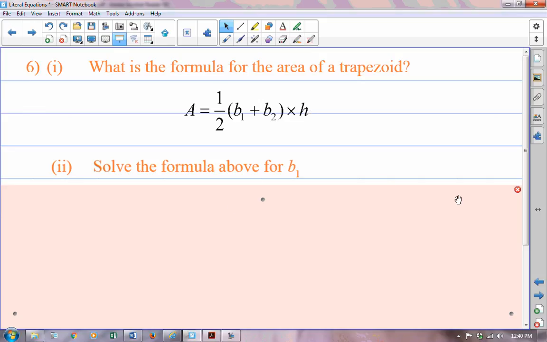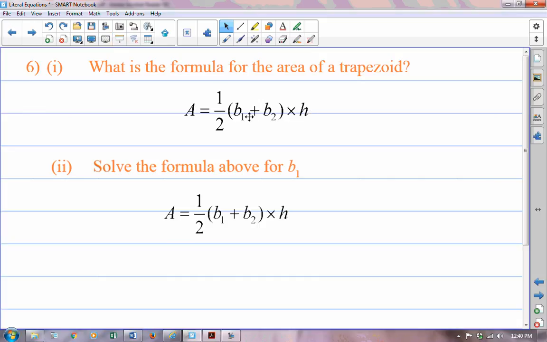So we're going to solve for b sub 1. We need to get this guy all by itself. So the first thing we need to do is move the things away from the parentheses. We could distribute it if you want to, but I think it would be a little bit more efficient if we just got rid of the half and the h, and then the parentheses would fall off. So first, to get rid of the half, we did this before. We're going to multiply by the reciprocal of 1/2, which is 2.